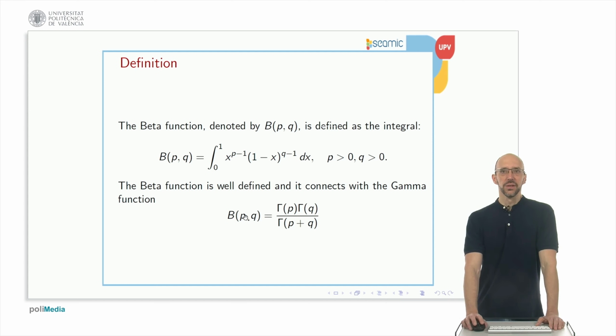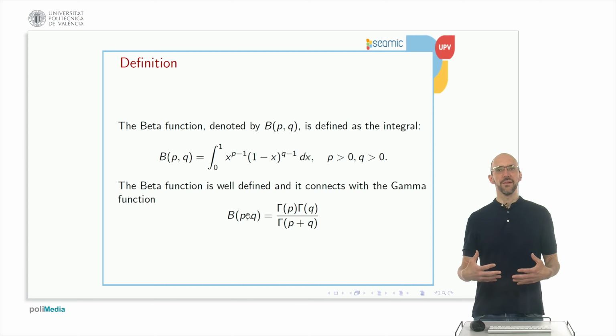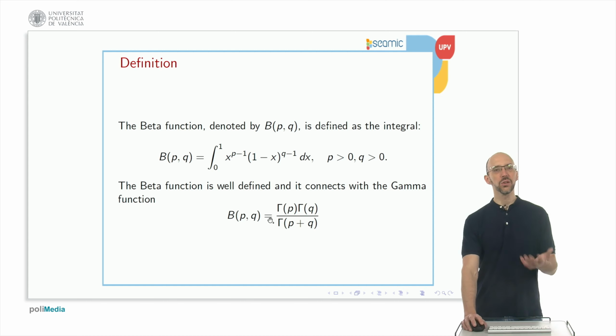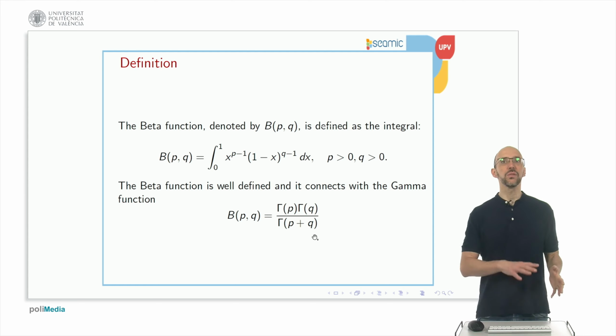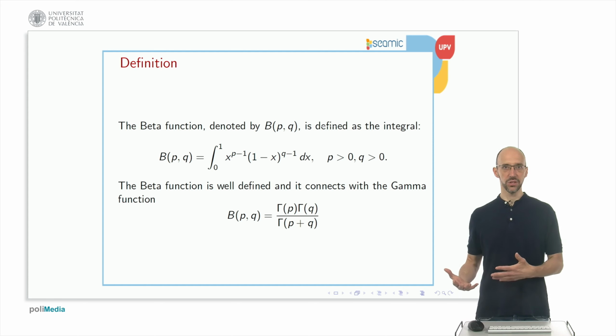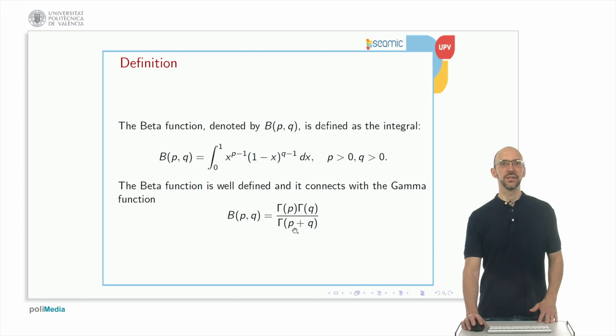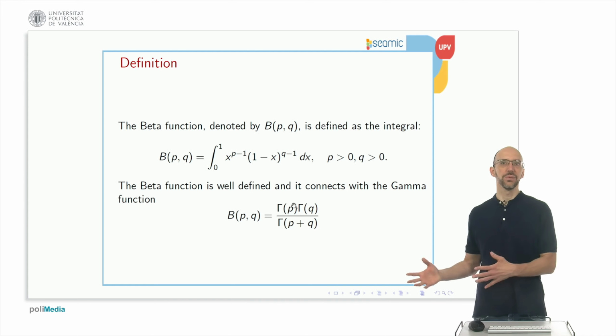Then the beta function is connected with the gamma function. How does this connection work? Do you see? You can see here: beta of p, q is gamma of p times gamma of q, divided by gamma of p plus q. That is the reason you need to know a little bit about the gamma function in order to calculate this. So the idea is that this integral can be calculated as this quotient, and gamma is something you probably already know.